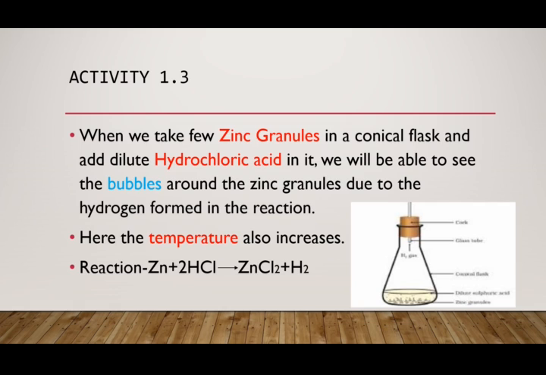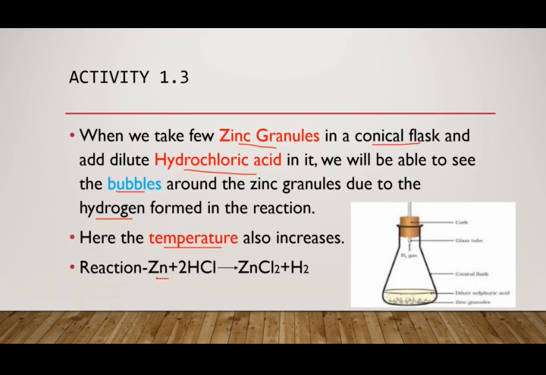If we take a few zinc granules in a conical flask or maybe a test tube and then add hydrochloric acid, you can even add sulfuric acid, you will be able to see bubbles around the zinc granules. Why? Because of hydrogen which is formed during the reaction. Here there's also one more point: the temperature changes. There is a rise in temperature. The reaction is Zn plus 2HCl gives ZnCl2 plus H2.